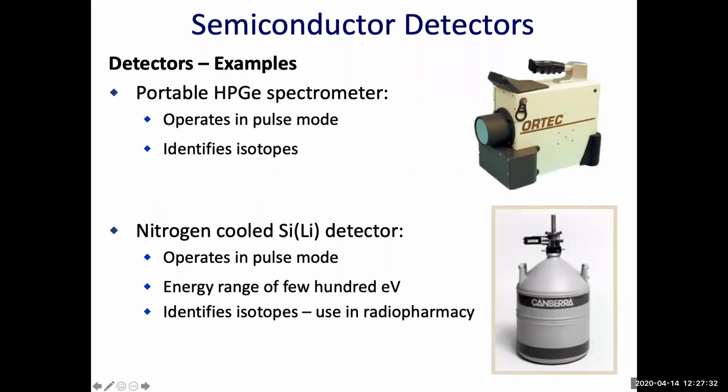These are two applications of semiconductors. We have a portable high purity germanium spectrometer. This operates in pulse mode and is used to identify isotopes. If we have unknown isotopes, we use this kind of detector. We can identify the isotope by getting the energy spectrum. We also have the nitrogen-cooled silicon detector. It is mainly used in the cyclotron, and also to identify isotopes in the radiopharmacy lab in the cyclotron.